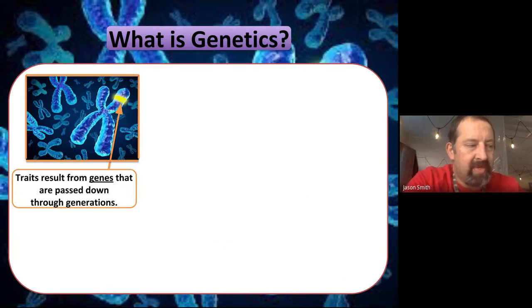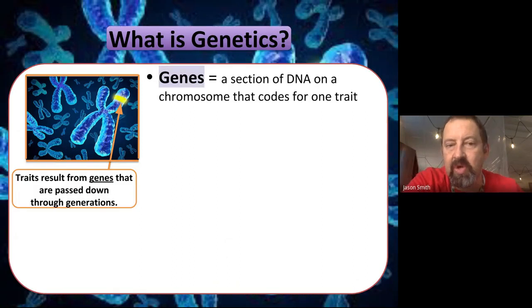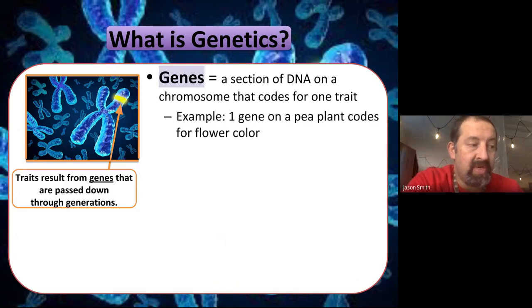So as we continue to talk about genetics, we're going to look at genes. Genes are a section of DNA on a chromosome that codes for a trait. We looked at our DNA already with our DNA models, and we saw how tightly compacted it is when it's twisted in that double helix. If we untwist that, it gets super, super long, and there's tons of information packed into that DNA and those chromosomes. An example is one gene on a pea plant codes for flower color.